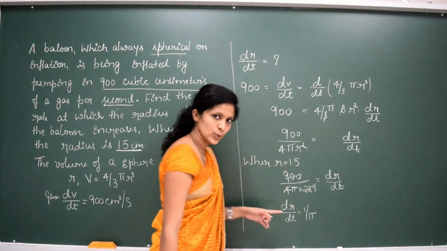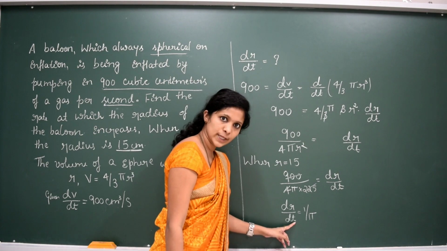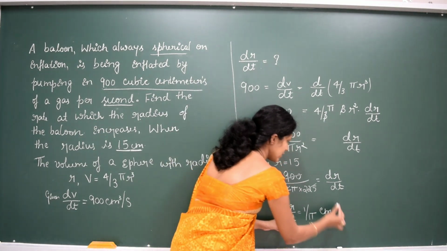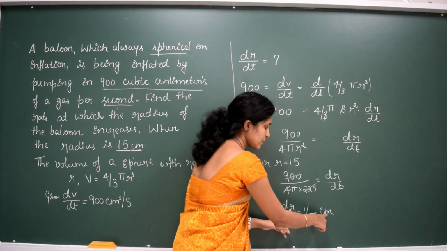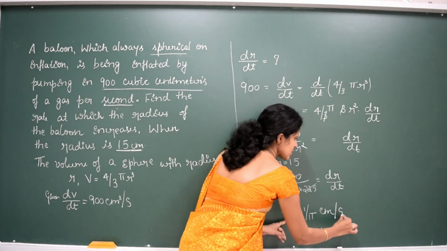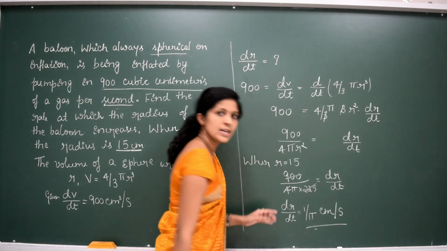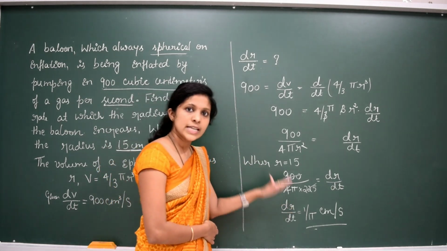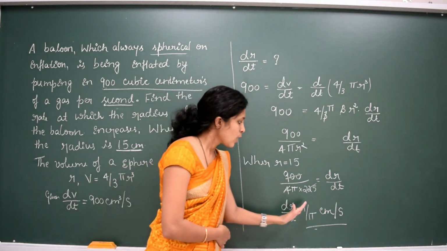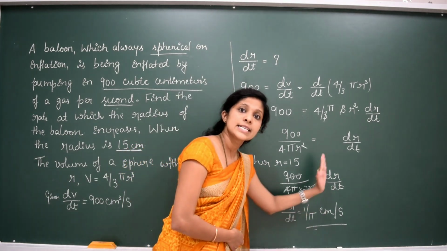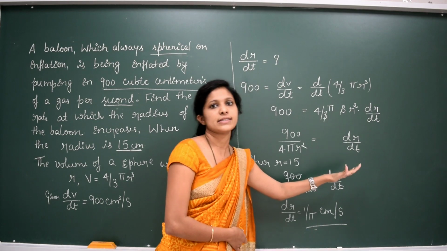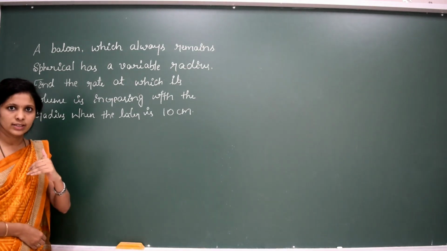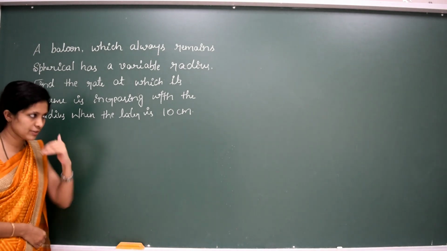Finally you have to write the unit radius with respect to time. So unit for radius will be centimeter, right? It is given in the form of centimeter. So radius will be centimeter per second. So 1 by pi centimeter per second. So finally you have to write the rate of change of radius of a sphere with respect to time t is 1 by pi centimeter per second when the value of r is equal to 15. It is simple, but we'll solve together. Okay, take one pen and paper and try to solve this.